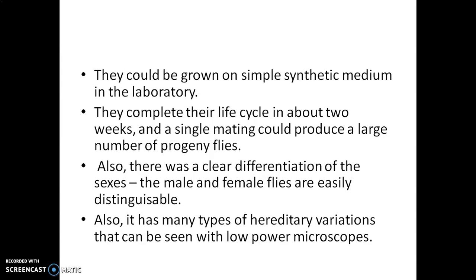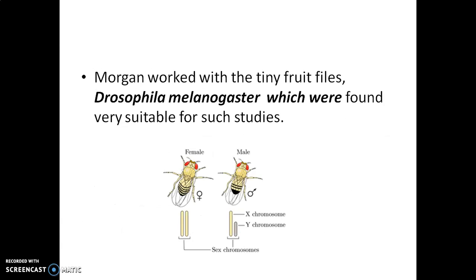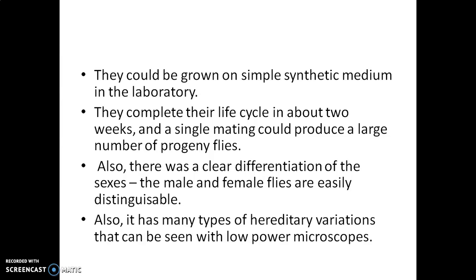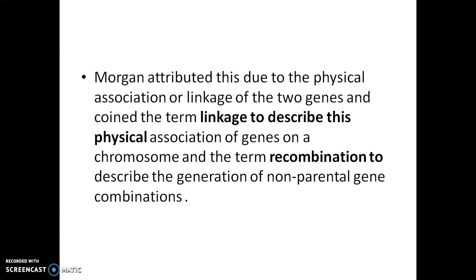Then the third reason, there was a clear differentiation of the sexes. That means male and female flies are easily distinguishable. From the diagram itself it is very clear, isn't it? Then the last thing, it has many types of hereditary variations that can be seen with low power microscopes. That's why he selected Drosophila melanogaster, the fruit flies, for his experiment.